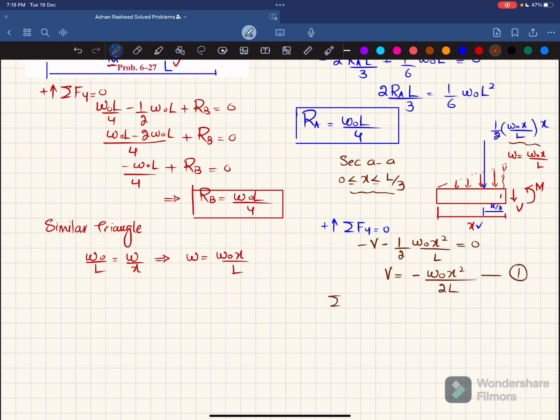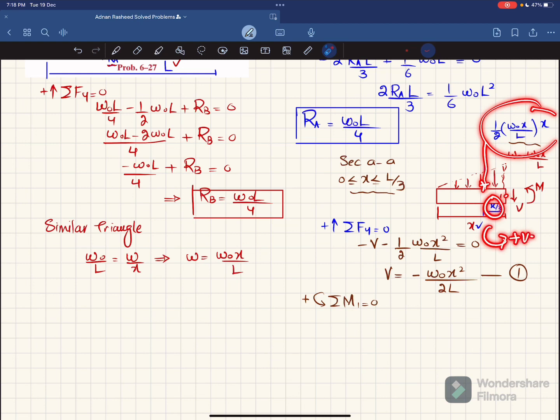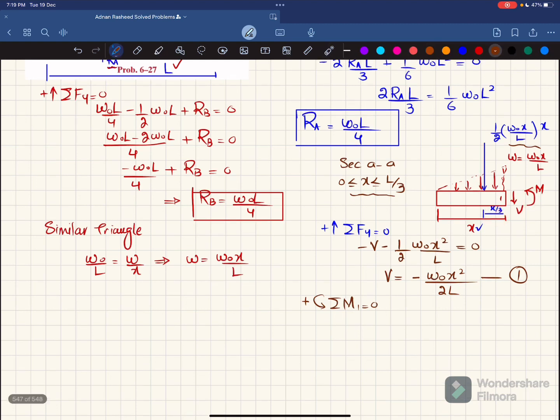Now we'll find the moment by using the equation of equilibrium, that the sum of all moments about point 1 is equal to 0, taking counterclockwise moment as positive. About point 1, one moment is due to this load times the perpendicular distance X by 3, and this is producing counterclockwise moment, so it will be positive. And this external moment which we have taken as this will be positive. Now you can see that this load is producing counterclockwise moment, so in order to balance it, it will be in this direction. So let me correct it.